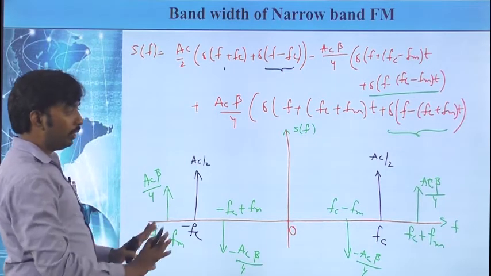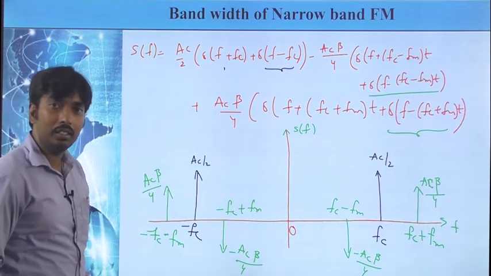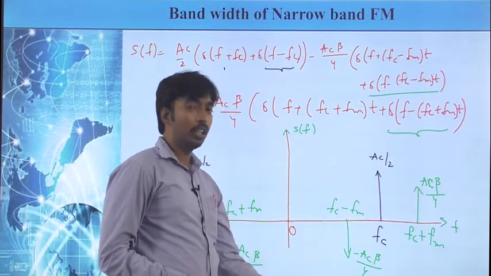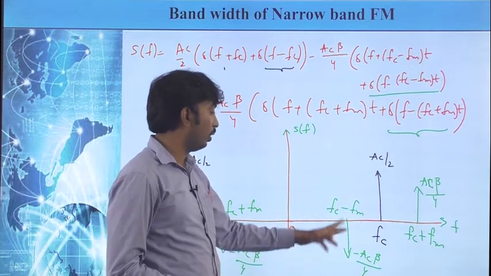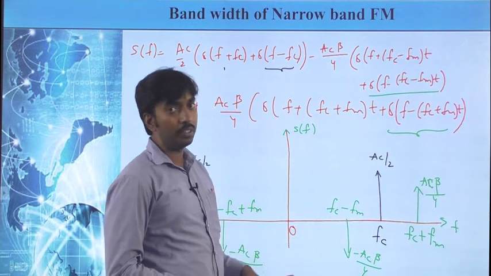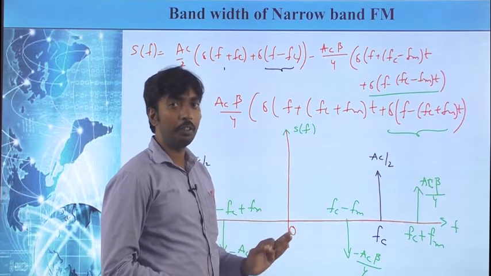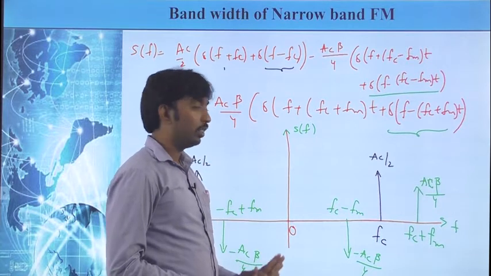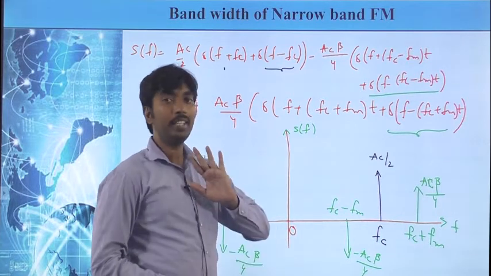Now the spectrum also looks like AM, except the lower sideband is moving downwards. In amplitude modulation, the lower sideband also moves upwards. Only the lower sideband magnitude is different between the narrowband FM and the amplitude modulated spectrum. The rest of the thing is the same.